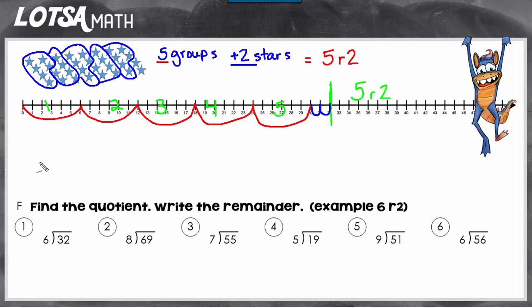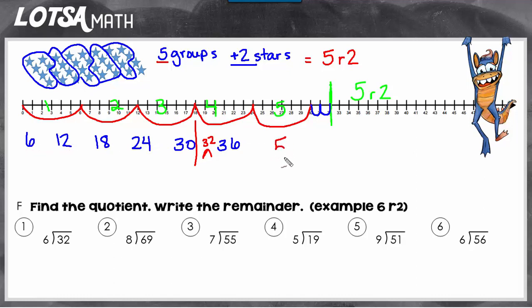Both of these strategies are a lot of work because you have to have all these different stars or this number line. So there's another strategy that you can use, and that is skip counting. So for dividing by 6, we're going to just skip count by 6. 6, 12, 18. Notice these are the multiples of 6. Okay, so I get to a point where my 32 is somewhere in between these two multiples. So the farthest multiple that I can go is the 30, which is the 1, 2, 3, 4, 5th one.